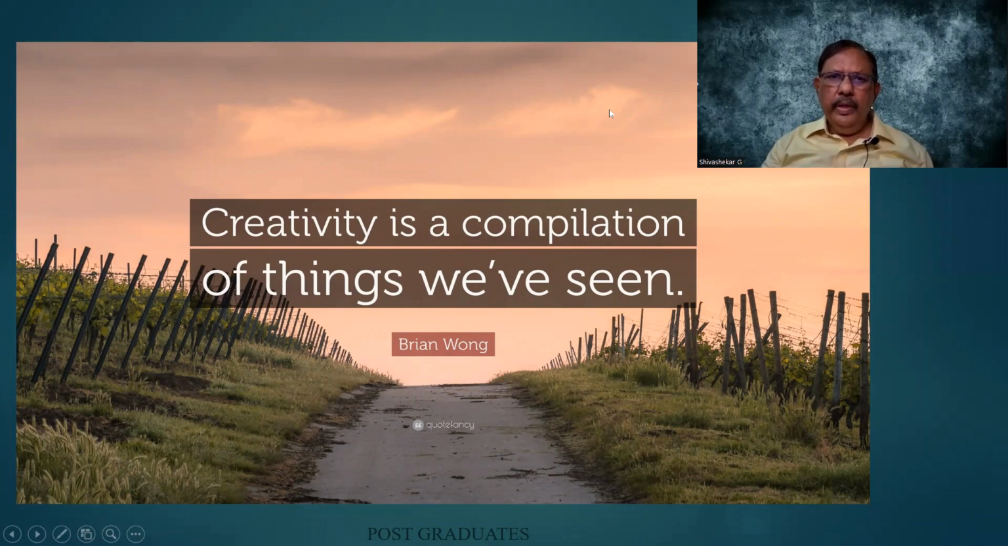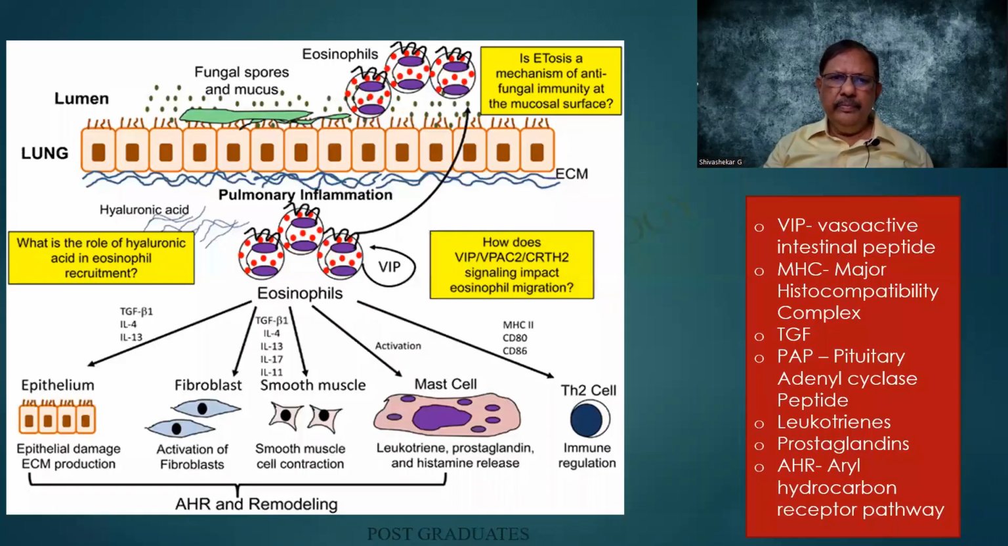And so creativity is a compilation of things we have seen. What have we seen so far? This is one diagram that summarizes. So you find that there are the eosinophils over here. They act on a number of cells such as the epithelium, the fibroblast, the smooth muscle, the mast cell, and the T helper cell. Also, the mediators that are involved in each of them.